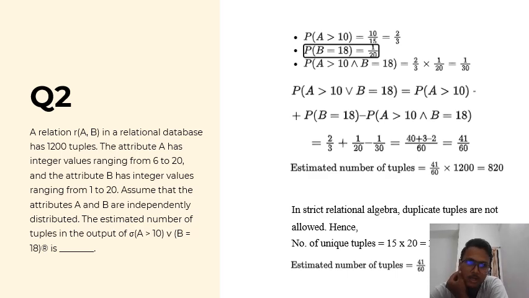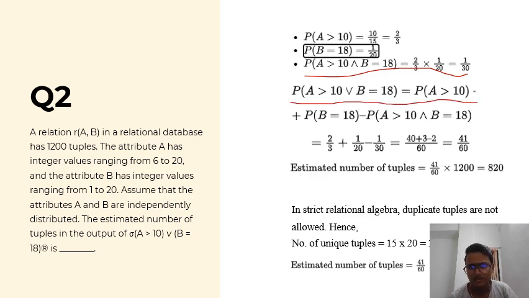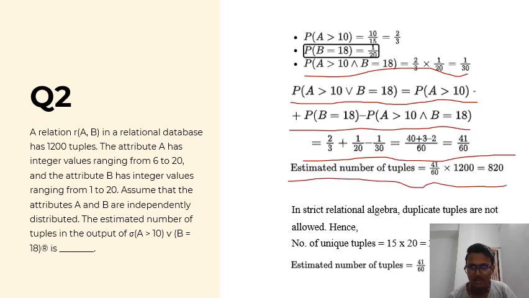Now we will calculate the probability of P(A greater than 10) and P(B equal to 18). According to the conditions, we see that the calculation is here, as we required. From that, the condition has been given for the estimated number, and from the calculation we got this much. This calculation is for one tuple, then the number of tuples gets multiplied, and here is the solution.